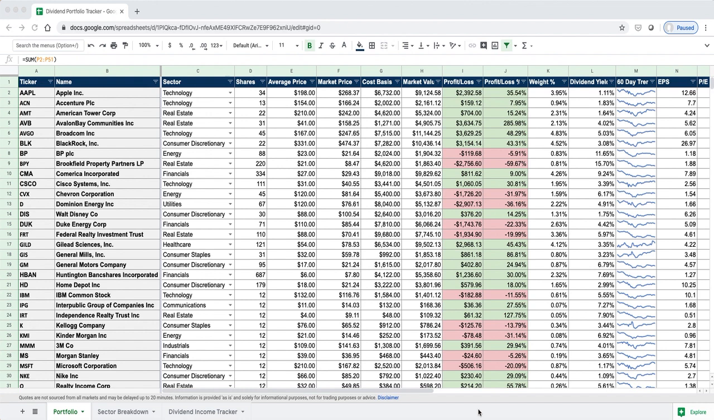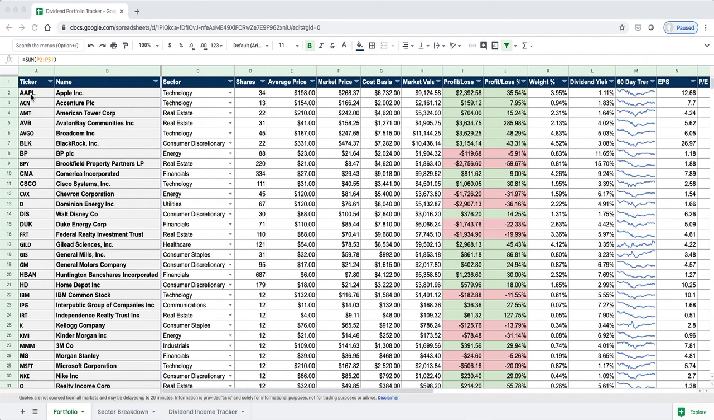Hey guys, today I want to share with you the spreadsheet I'm using to track all my stocks and dividend income. So what you can see here on the screen is a spreadsheet based on Google Sheets, and I'm sharing this with you today. You can find the link below, but you need to watch the full video to get the password. So let me explain to you how it works.